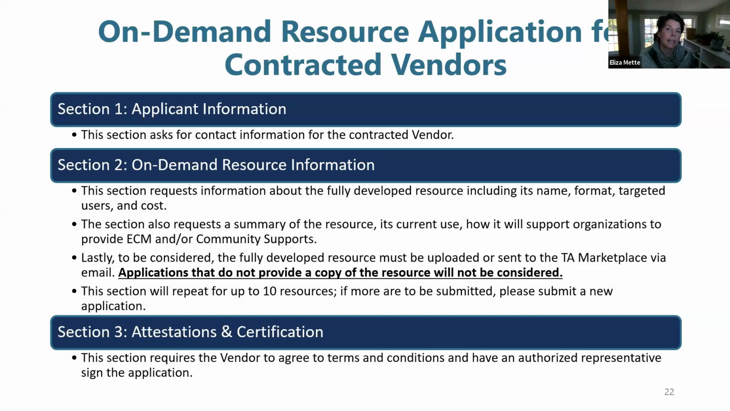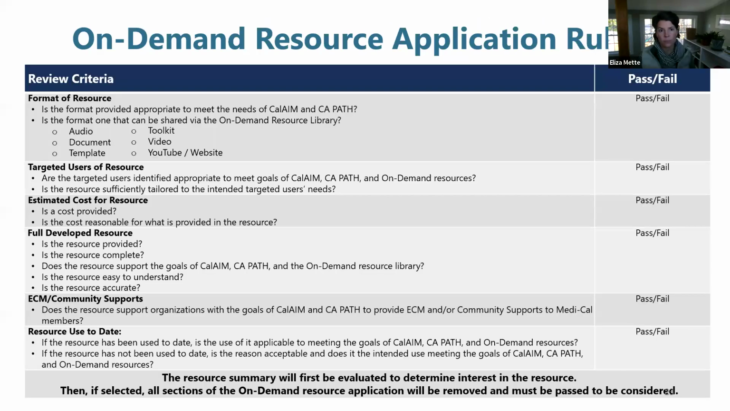And then section 3 is the attestation and certification section. Same as before, agree to the terms and conditions and have an authorized representative sign. Next slide, please. And here's the review criteria. It's again, pass, fail. We're looking at format, targeted users, cost, is it fully developed?